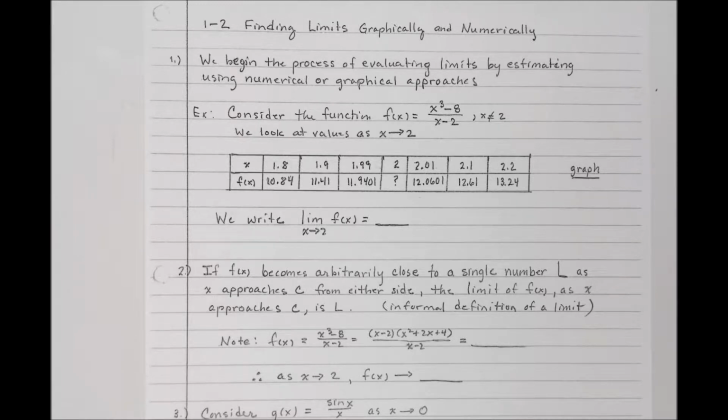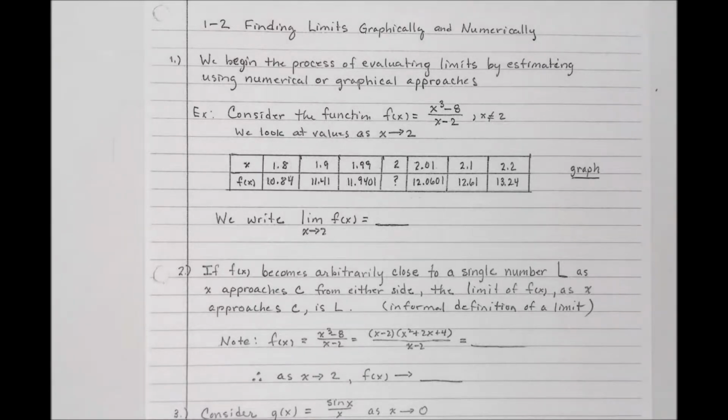So what we're going to do is begin by evaluating limits using estimation and either a numerical approach with a table of values or a graphical approach. So we're going to begin with this example here. f of x is equal to x to the third minus 8 all over x minus 2. Of course, x cannot equal 2.